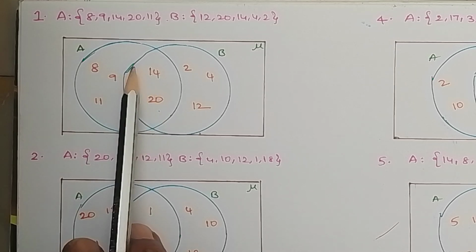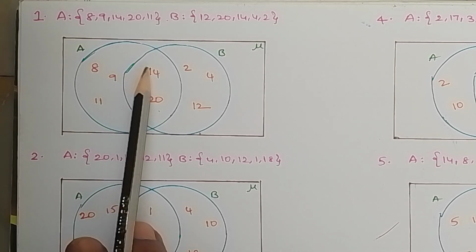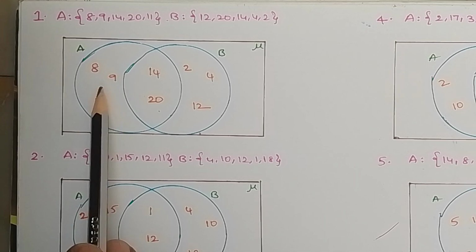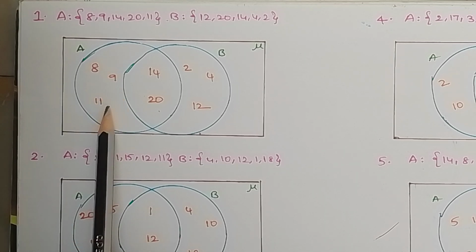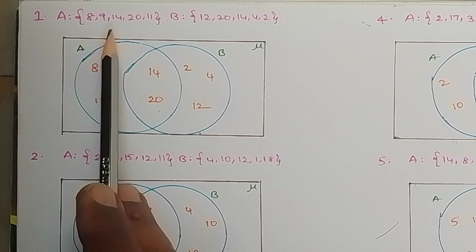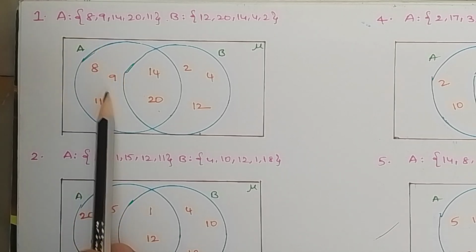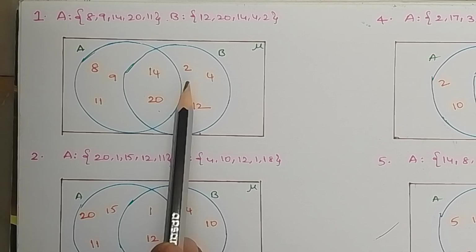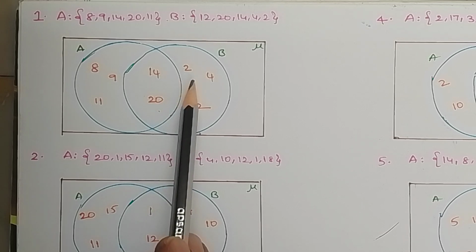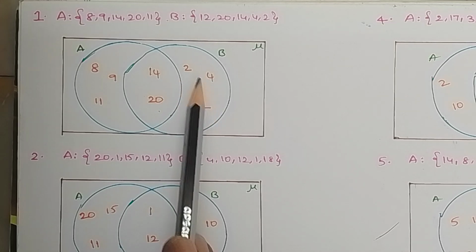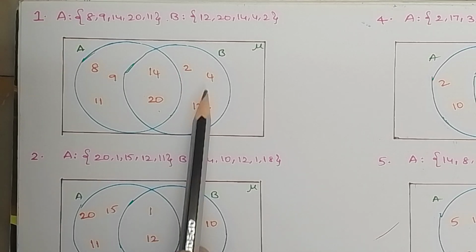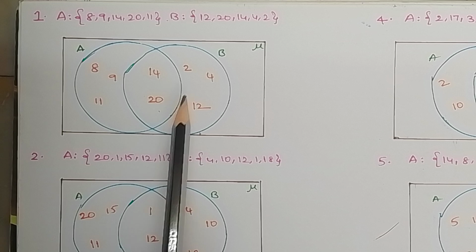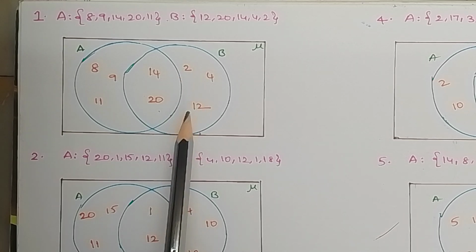Okay. So what are the elements left out other than 14 and 20? Those we will write in this region. 8, 9, 11 are left out from set A, so we write these in this region. Now what are the elements left out in set B other than 14 and 20? 2, 4, 12. These we write in this region. This is called only B region, and this total part we call the B region.